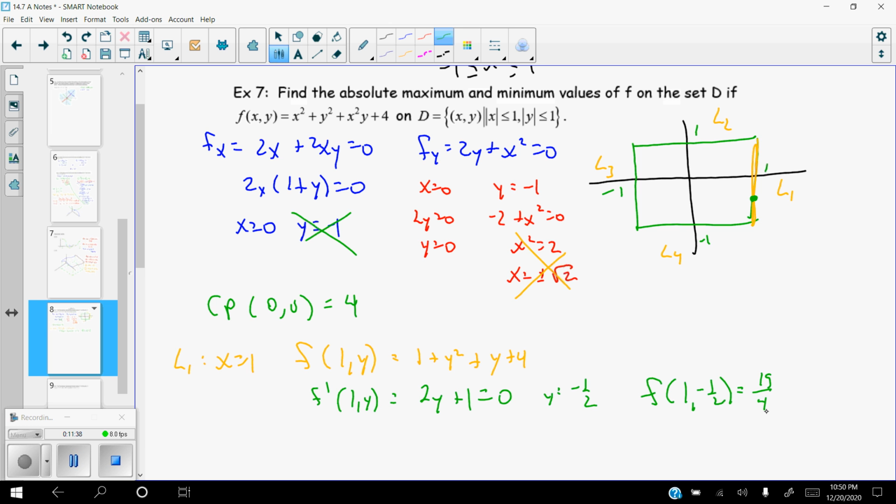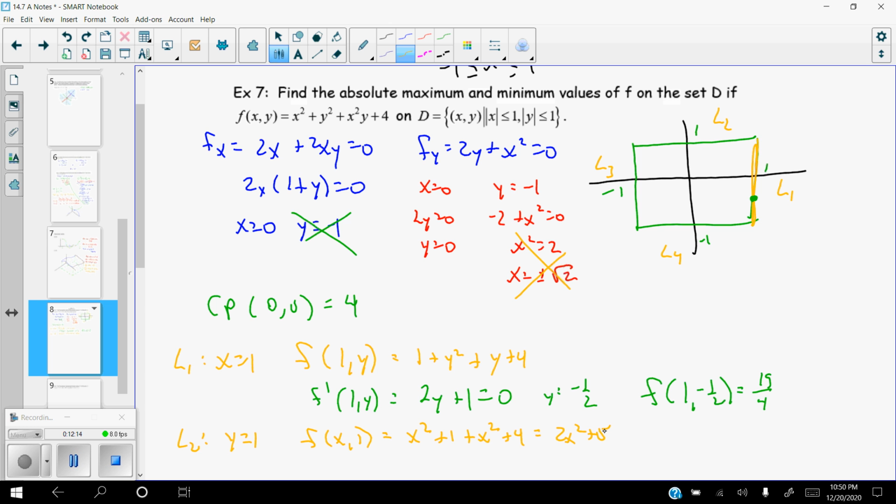Okay, we have to do L2. L2 is the horizontal line going through y equals 1, so it is literally y equals 1. The x values can vary, so we have a function now of (x, 1). If we plug the 1 back in for the y's in our original function, we now get x squared plus 1 plus x squared plus 4, which is obviously the same thing as 2x squared plus 5.